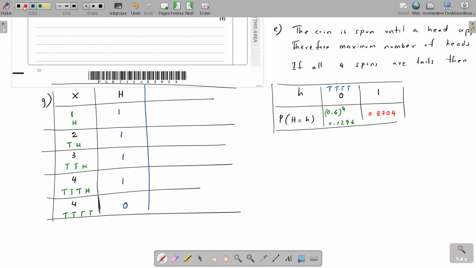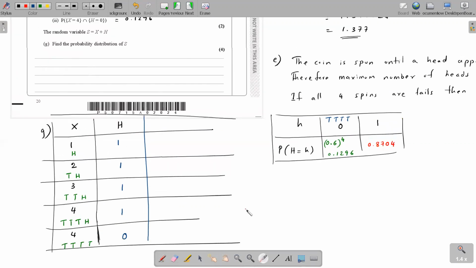So now, what do we want? They say S equals X plus H. So write the table for S. Complete the table. So X plus H is how much now? First row: 2. Next one, 3. Then 4. 5. 5. 4.